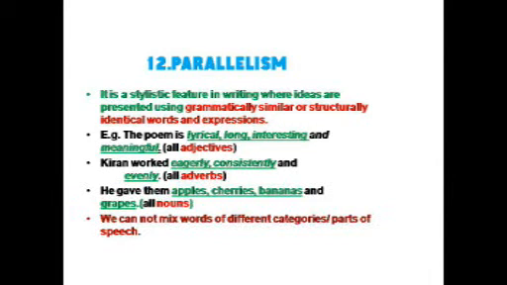Second one, Kiran worked eagerly, consistently and evenly. Here you find that all these underlined words are adverbs. Third one, he gave them apples, cherries, bananas and grapes. So here all the underlined words are nouns. So here what we should keep in mind is that we cannot mix up words of different categories or different parts of speech. If it is noun, only nouns you should use there. You cannot mix up noun, adverb or adjectives like that. That will become a grammatical error.